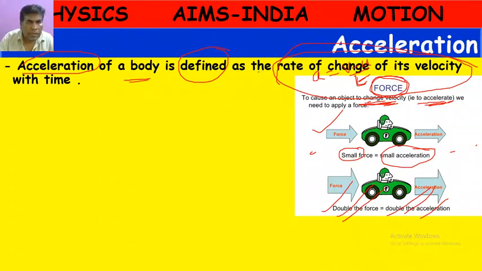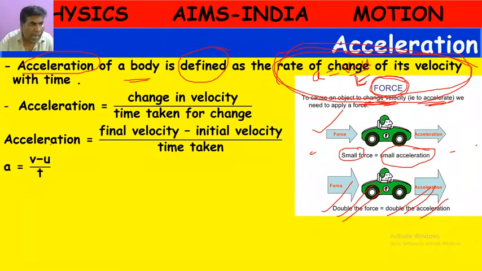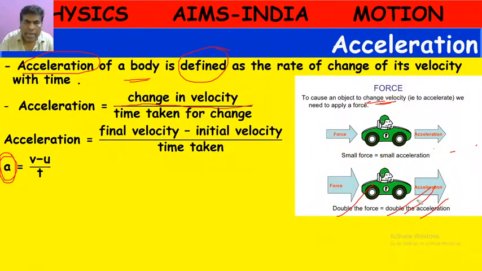Acceleration is defined as rate of change of its velocity. The symbol of acceleration is A. What is rate of change of velocity? Rate means, in how much time, how much velocity is changing. If we compare change of velocity with time, then it is called rate of change of velocity.